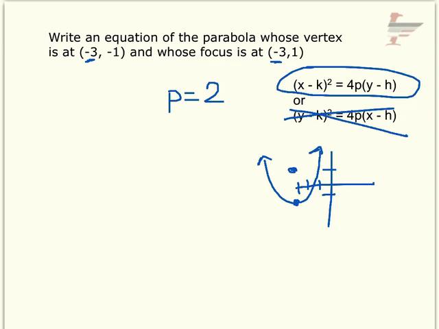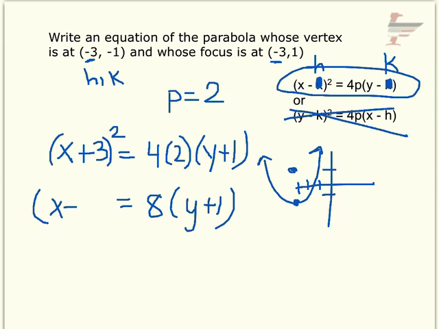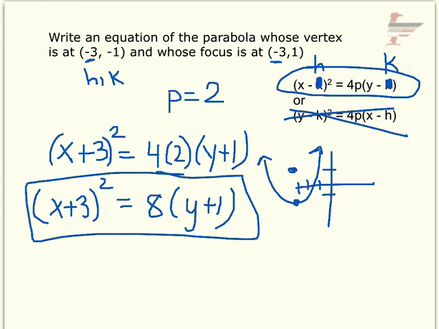So again, I can write my equation. So x minus, you know what, this is wrong. I'm sorry, this is h and this is k. I mixed up my h and k values, I apologize. So x minus h, which would be a +3, quantity squared, equals 4p, and I know p is 2, times y minus k, and k is +1 then, and simplify 4 times 2 to be 8. And there is my equation of my vertical parabola opening up.